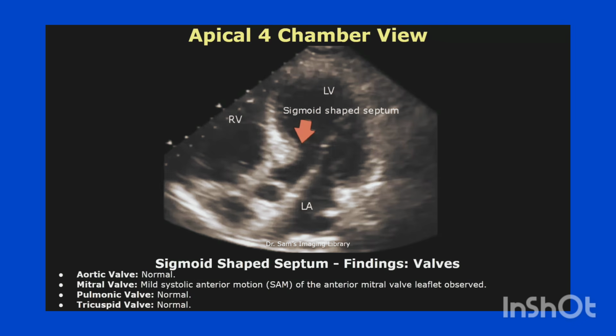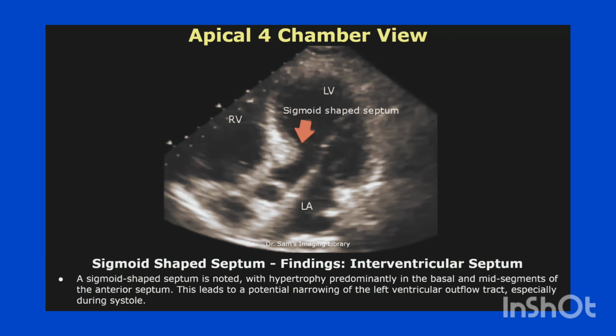These are the findings in the valves. Aortic valve is normal. In the mitral valve, mild systolic anterior motion of the anterior mitral valve leaflet is observed. The pulmonic and tricuspid valves are normal.